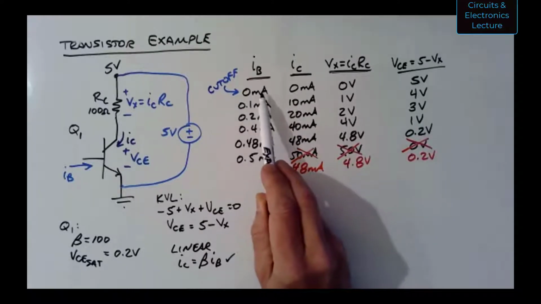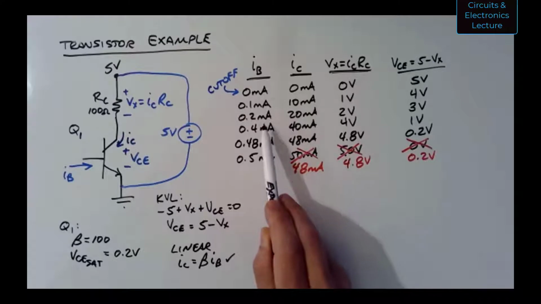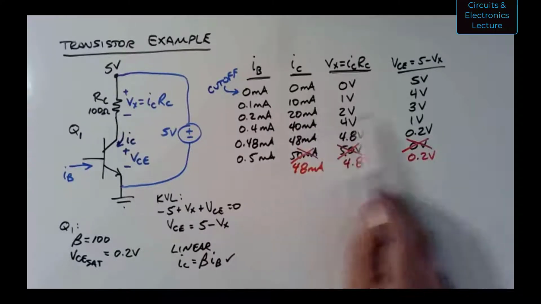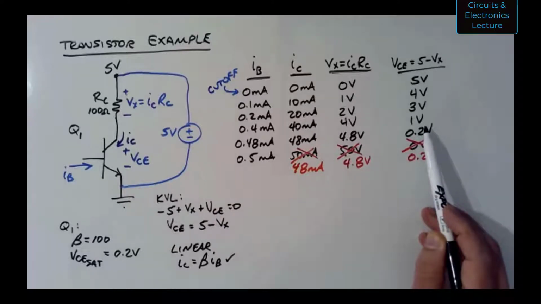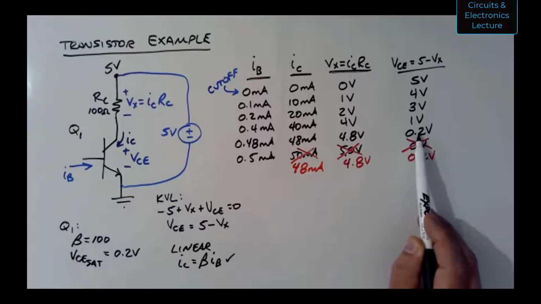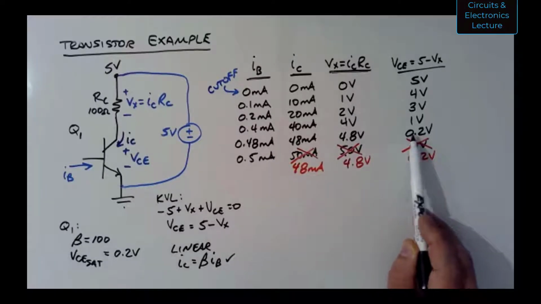And so we did that by starting at 0 milliamps, which we call cutoff, and then increasing IB a little at a time and watching what happened to IC and what happened to VCE. Eventually, VCE fell to 0.2 volts. And at that point, we're right on the border of saturation, right on the threshold.